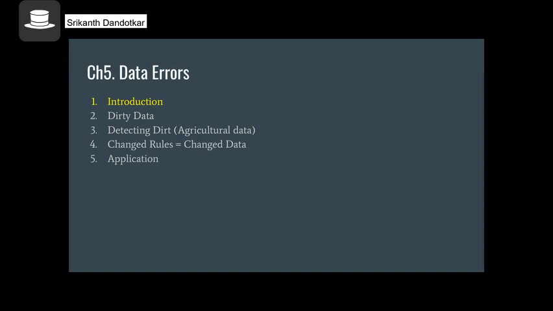So in this unit, which is specific to chapter 5, in the next slide we'll talk about the introduction of what data errors mean, and we'll talk about dirty data next, then detecting dirt in the data, followed by understanding the fact that data errors come from changing rules. And finally, you'll have an option to actually work on some applicational practice exercises. So let's move on. In the next slide, we'll talk about the introduction to data errors.